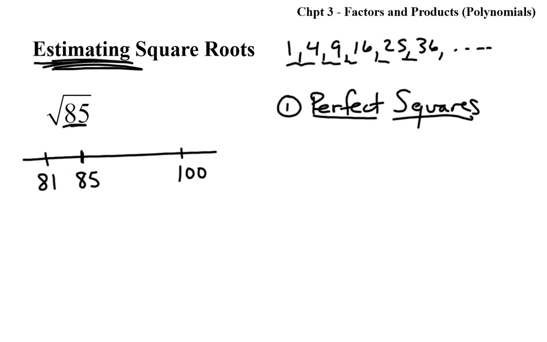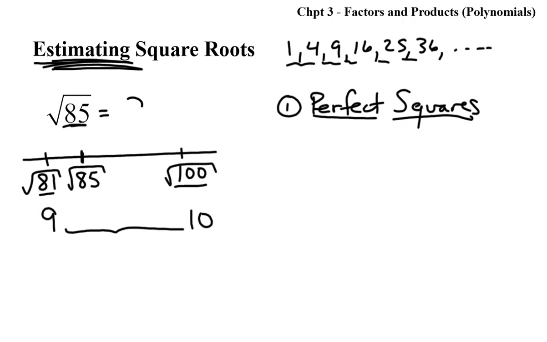Now the reason we need these perfect squares is because if I think the square root of 81 is 9, and I think the square root of 100, well, that's 10, right away, the square root of 85 has to be somewhere between there. So we know it's going to be 9 decimal something. So the perfect squares that it falls between give us our start to our estimate.